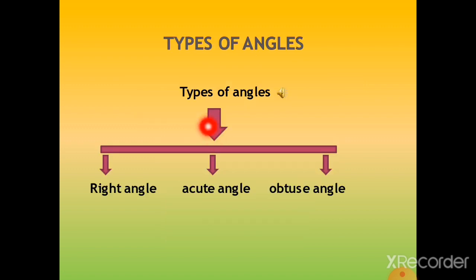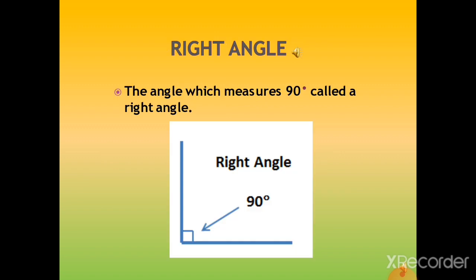Now there are three types of angles. First is right angle, second is acute angle, and third is obtuse angle. Now what is a right angle? The angle which measures 90 degree is called a right angle. This is the figure of a right angle. This measures 90 degree, a straight L shape.